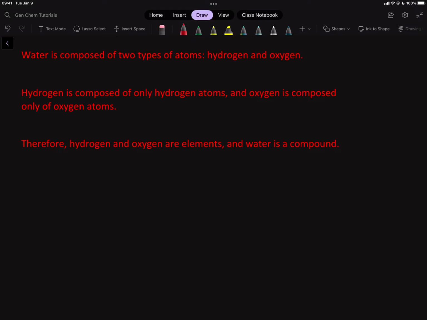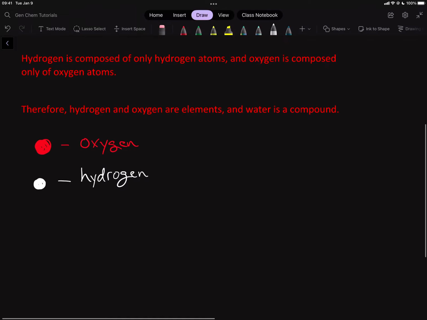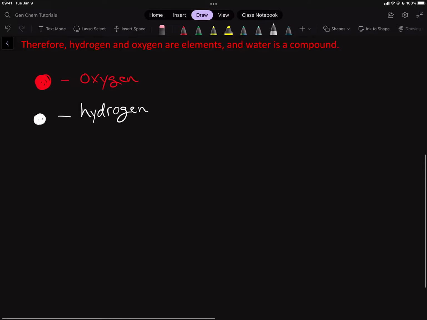If we translate this into pictures, let's create ourselves a key. We'll say that the red atoms are going to be oxygen. That's the formality. We'll say that the white spheres or atoms will represent hydrogen. And we can combine these in such a way to make different molecules.